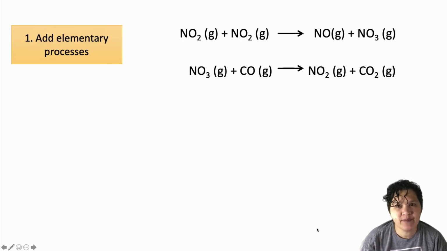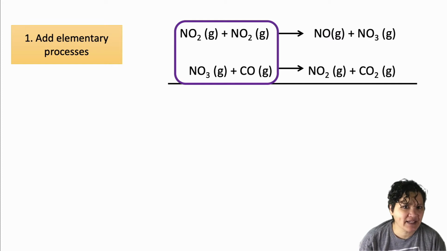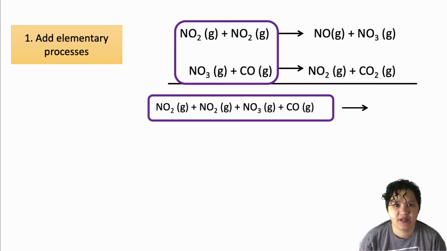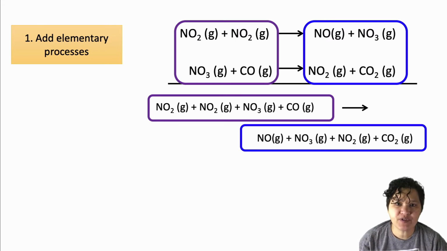Here we have two elementary processes, and the first thing we have to do is add them together. So how we're going to do that is take everything that appears on the reactant side of each of our elementary processes, and we're going to put them all together. Next, we're going to take everything that appears on the product side of each of our elementary processes, and we're going to put all of those together.